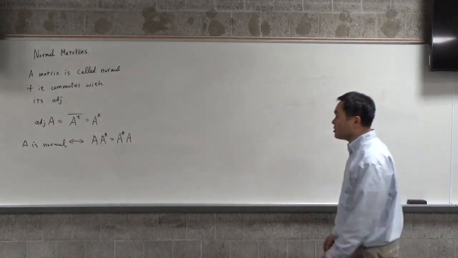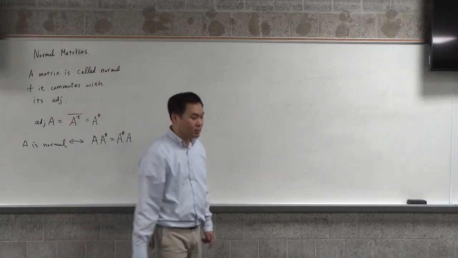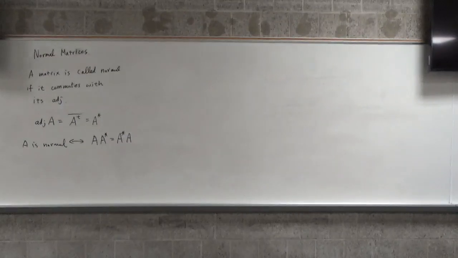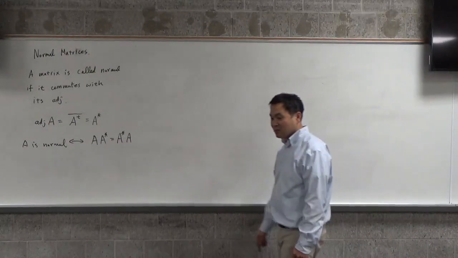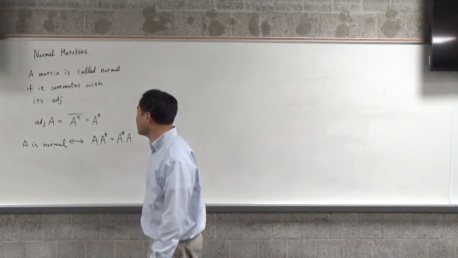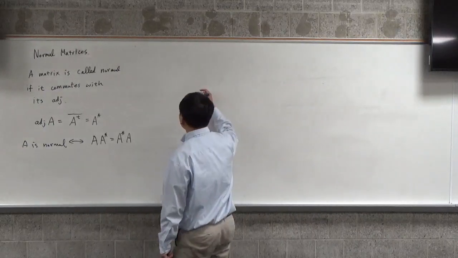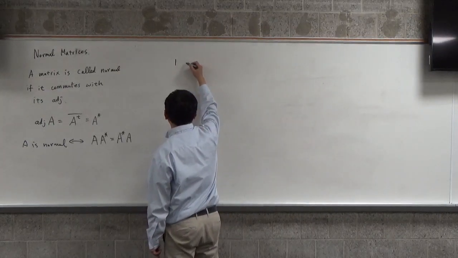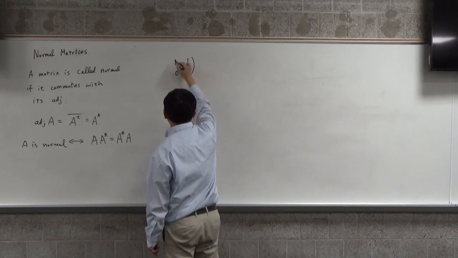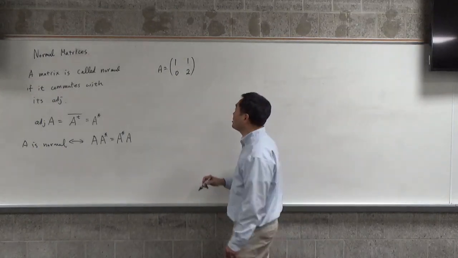If that's true, then it's called normal. Which doesn't sound like a hard thing for a matrix to satisfy, right? Let's see. What if I have something like 1, 1, 2, and then 0? Is this normal? Let's check if this is normal.